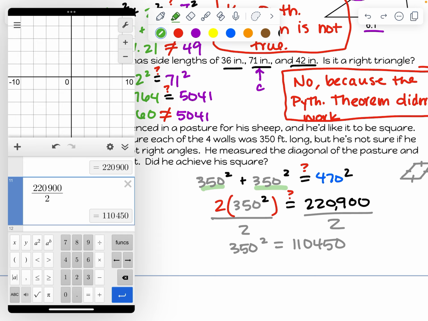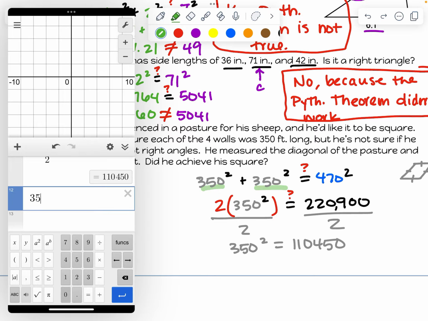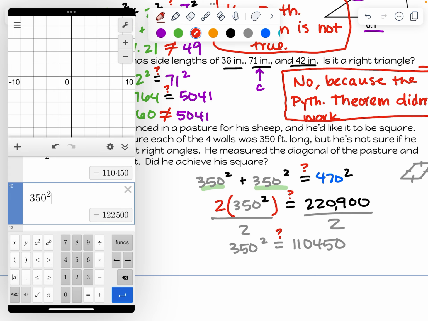Okay, back to this problem. Now we need 350 squared. And we're still checking to see, does that equal? So 350 squared, we get 122,500, and that, oof, does not equal 110,450.